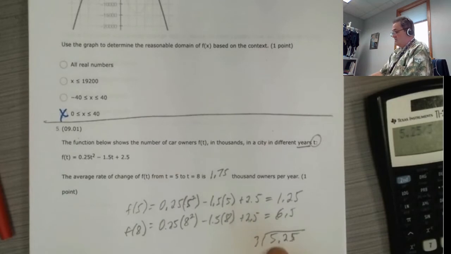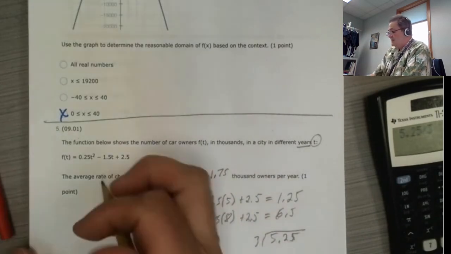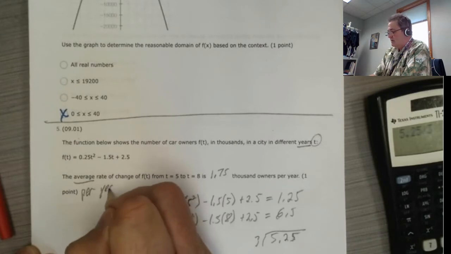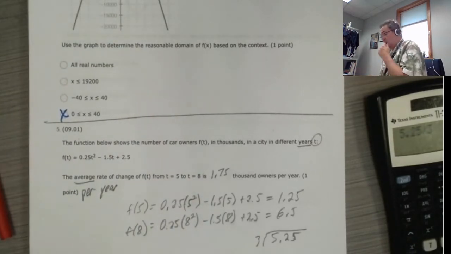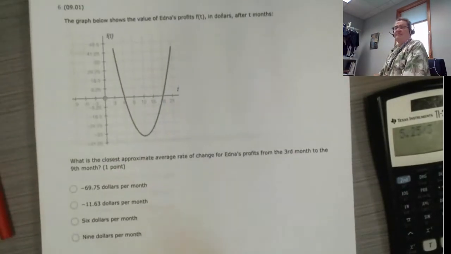And it's a positive number because it went up. If it had gone down, we'd make it a negative 1.75, right? So average means per year or per whatever time period you're measuring there. Per year. All right, another graph.